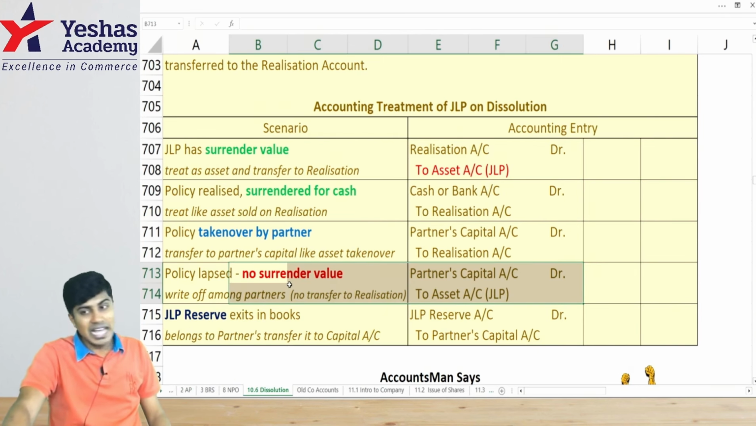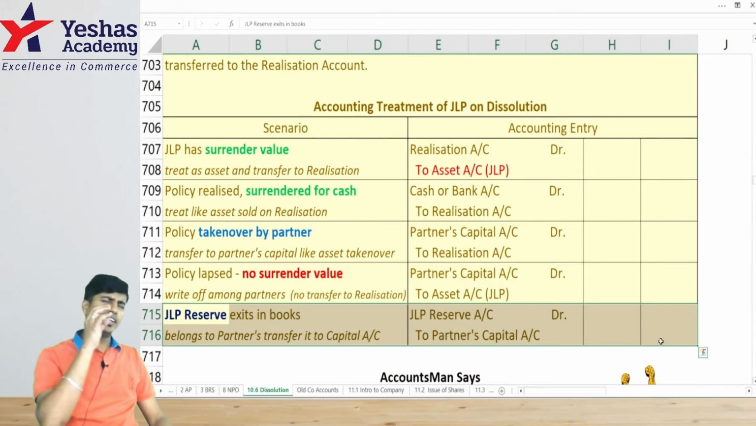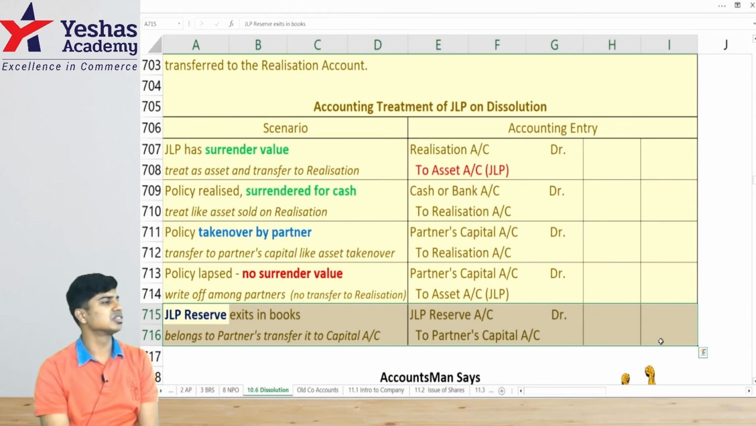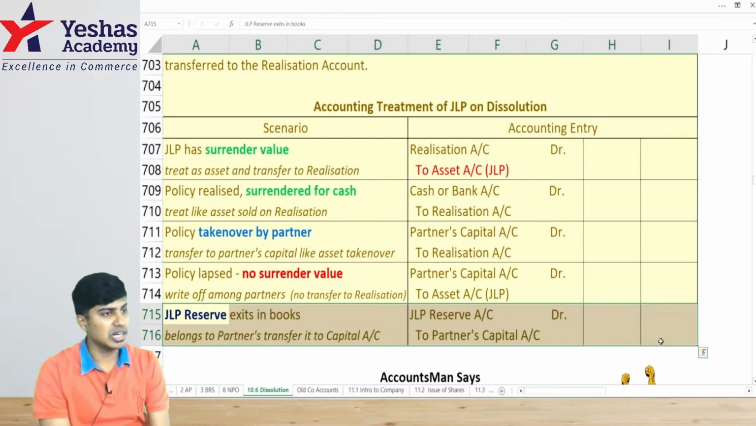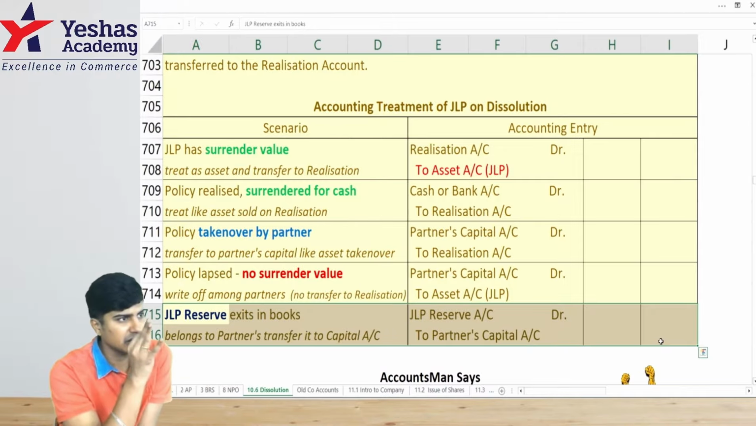Lastly, what if there is JLP reserve in the balance sheet? Don't get worried. Treat it like just another reserve. What is the treatment of any other reserve? Share it to partners in profit sharing ratio. General reserve, same thing you do here also. Reserve will have credit balance. Debit the reserve, credit partners' capital account. Entry will be joint life policy reserve account debit to partners' capital account. Share that JLP reserve to partners in what ratio? Profit sharing ratio. Everybody got this?